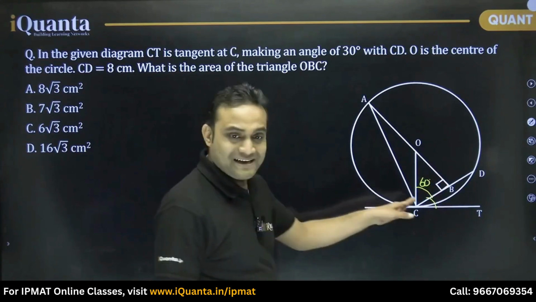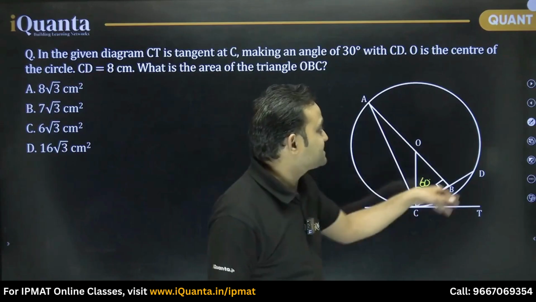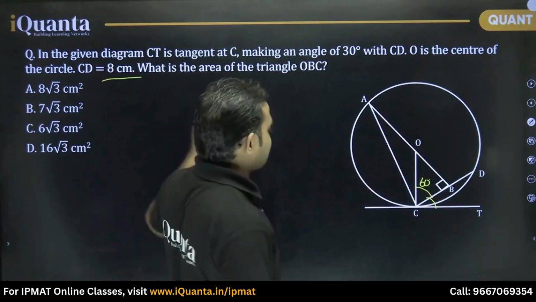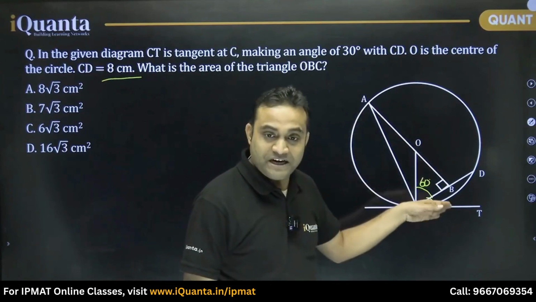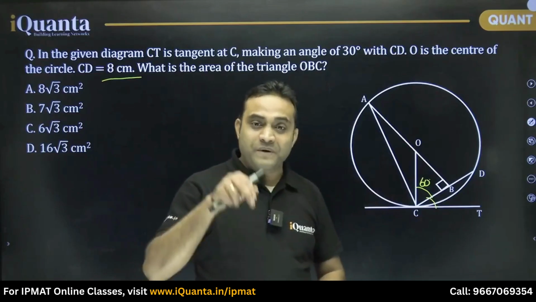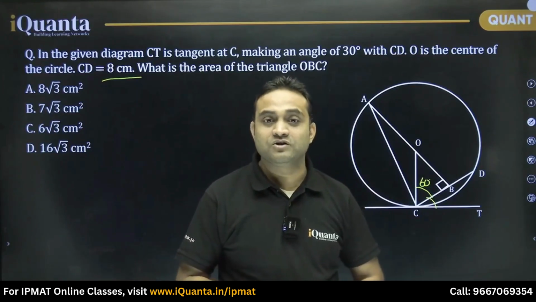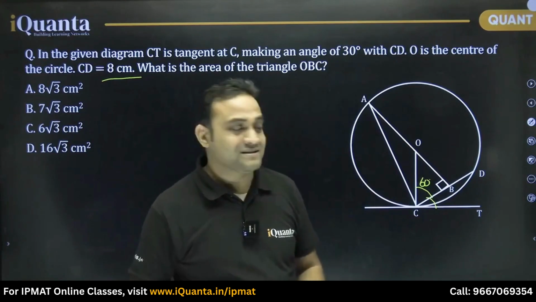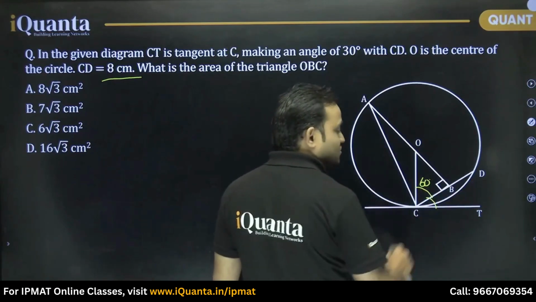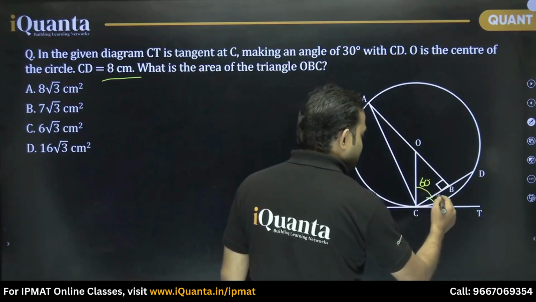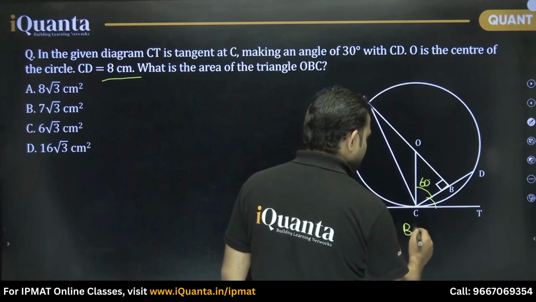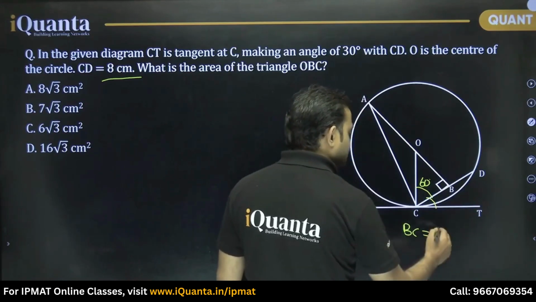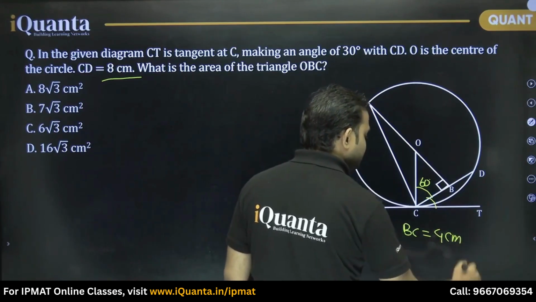And if this angle is 60 degree, it's given that CD is equal to 8 centimeter, OB is perpendicular. So if you draw a perpendicular length from center to any of the chord, it bisects, right? So we can say BC is equal to BD. In that case, BC will be equal to 4. Can we say BC will be equal to half of CD, which is 4 centimeter.